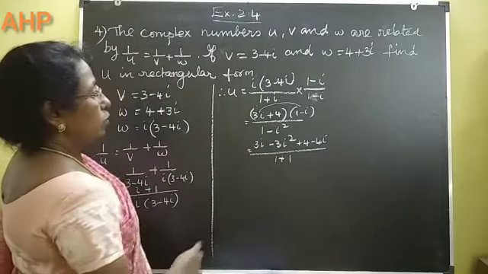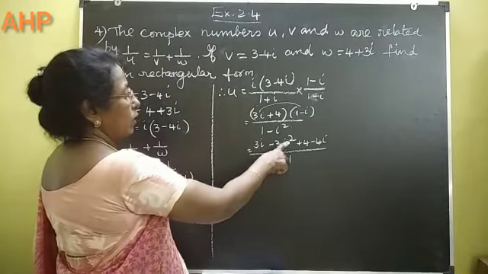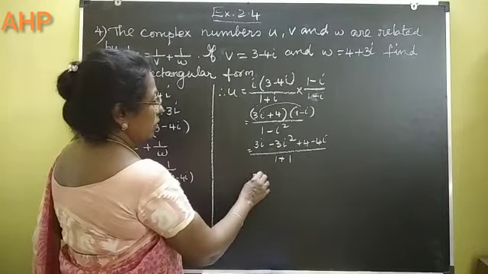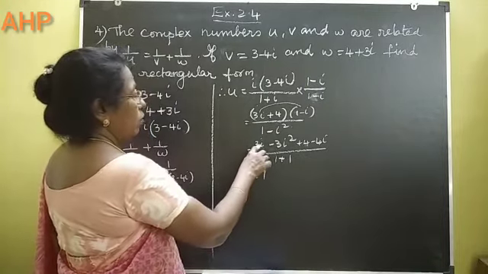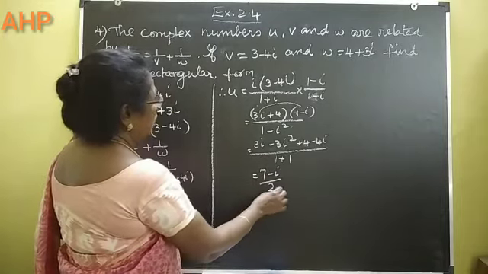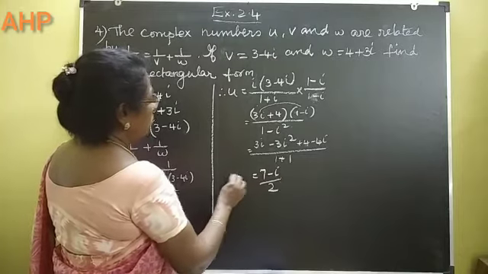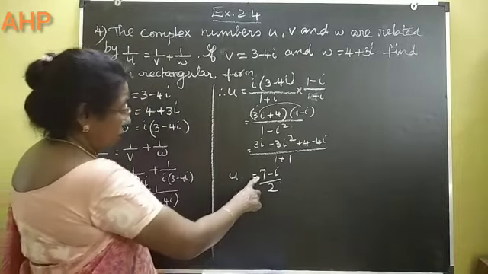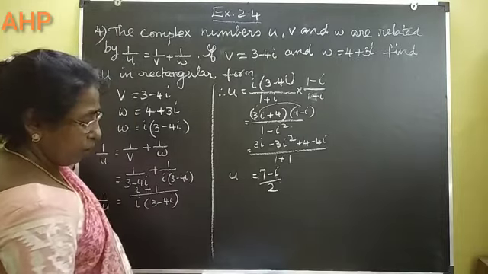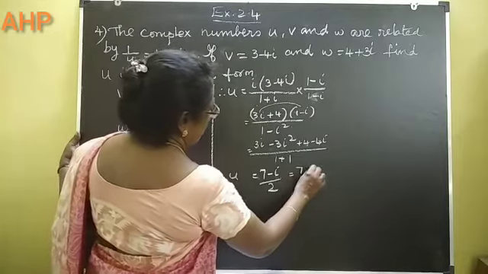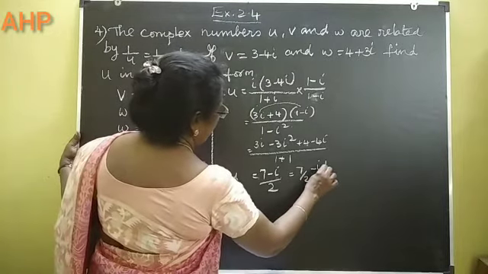Now 3i square value is minus 3. Minus of minus becomes plus, 3 plus 4 gives you 7. Now 3i minus 4i gives you minus i, divided by 2. So u is equal to 7 minus i divided by 2. This can be written as 7 by 2 minus i into 1 by 2.